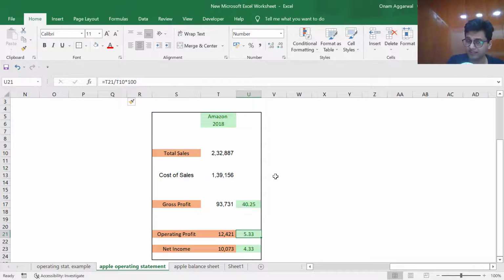So, in summary, next time when you are making or looking at the income statement of a business, don't just look at the bottom line. Look at your income statement in this way.